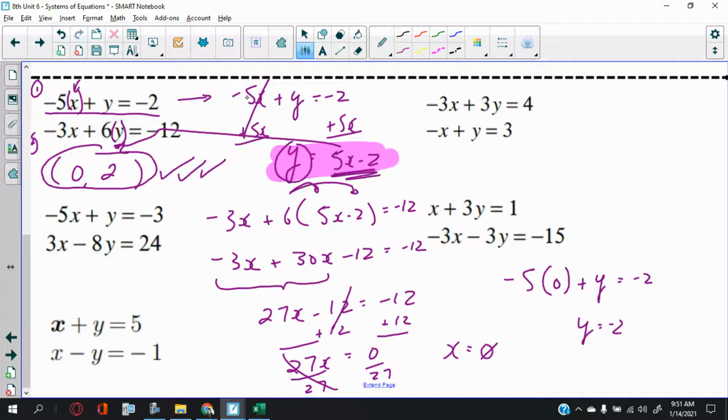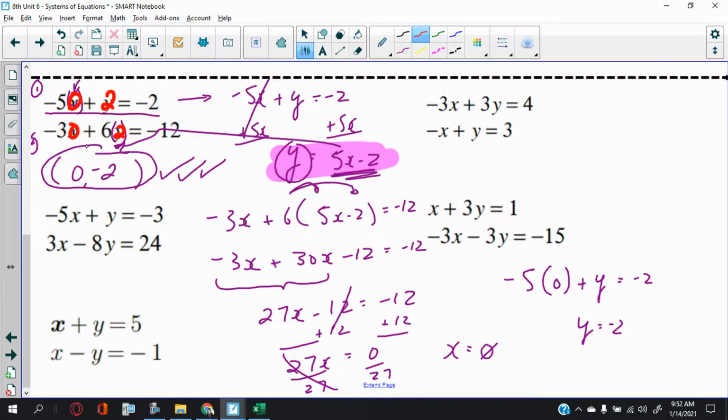Now, if you really want to check for the answer, you can. You just substitute 0 for x and 2 for y. Let me see if I have a stronger marker. I'll use red. 0 for x and 2 for y. So negative 5 times 0 is 0 plus 2. Right, hold on. Wait. Is it negative 2? It is negative 2. Oops. Wow, you see, I'm really glad I checked my answer, actually.